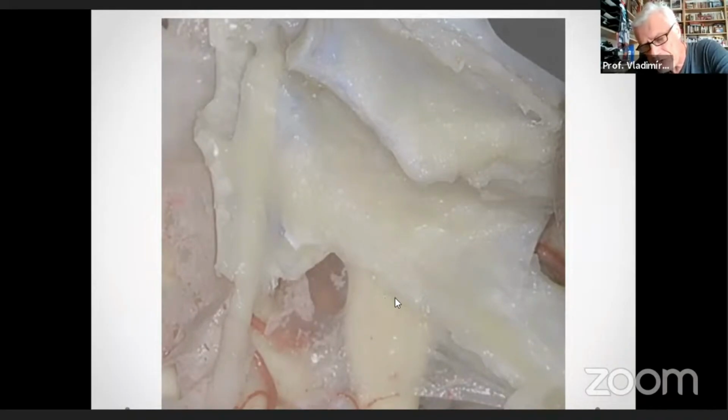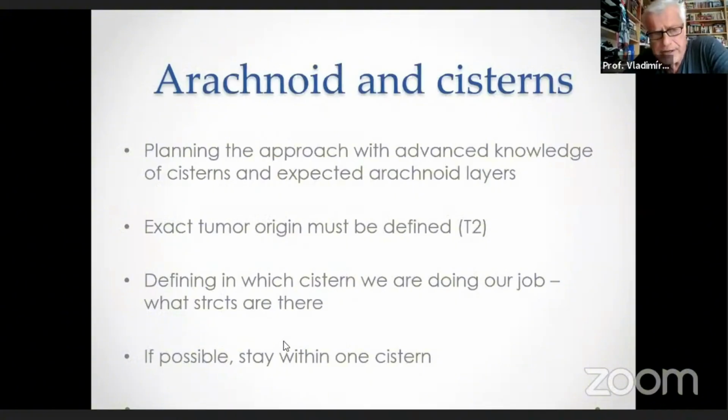Unlike in this case, if the tumor starts growing more medially, anterior to the fifth nerve, then there is only one layer of arachnoid, and of course, then the dissection from the brainstem is much, much more difficult. Arachnoid systems are important in planning the approach, with advanced knowledge of systems and expected layers.